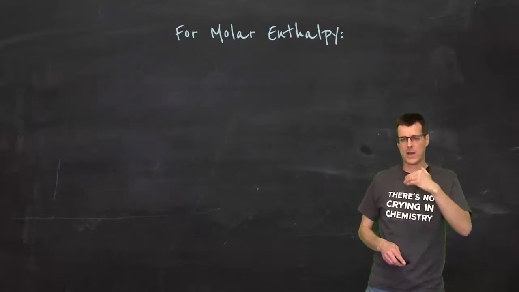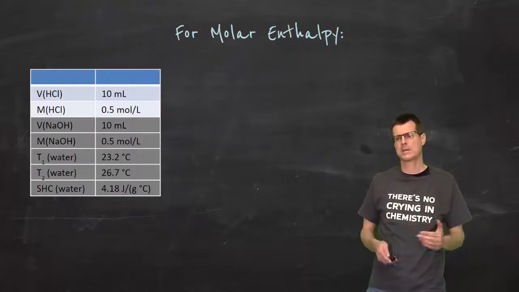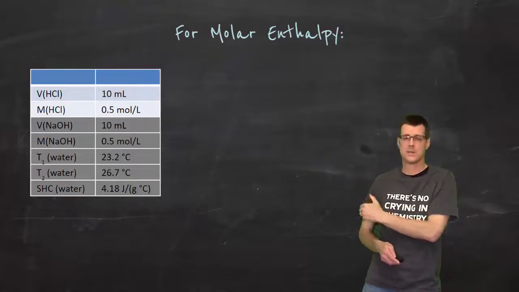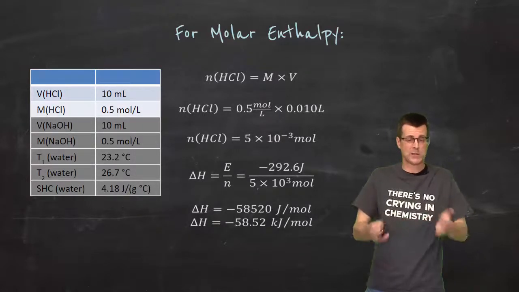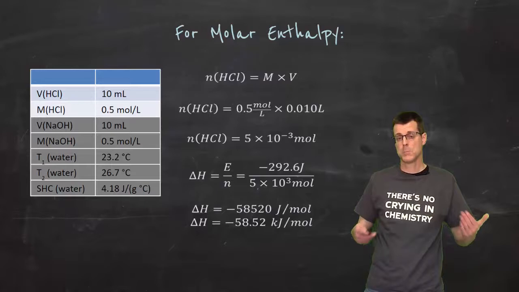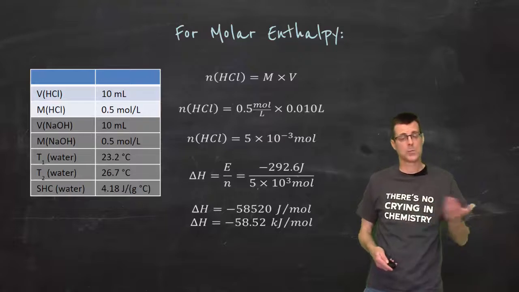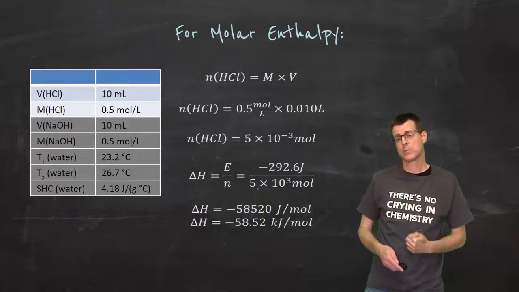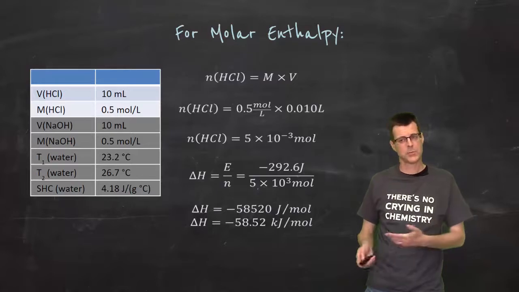But what am I relating that to? The acid, there you go. I'm going to relate that to the acid, so I'm going to use the molar concentration and the volume of acid, and figure out what that is in terms of numbers of moles. Then I'm going to take the energy of that sample, the small system that I had, and divide that energy by the number of moles to figure out the molar enthalpy of that reaction. And again, it's more convenient to express that in kilojoules per mole, and we end up with negative about 58.52 kilojoules per mole.